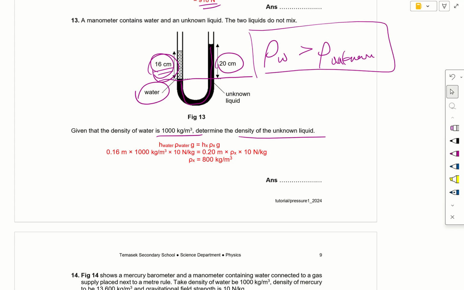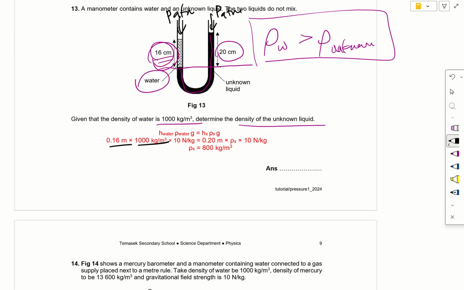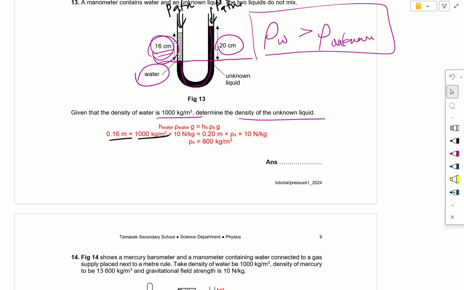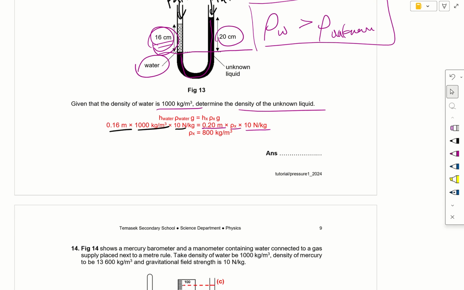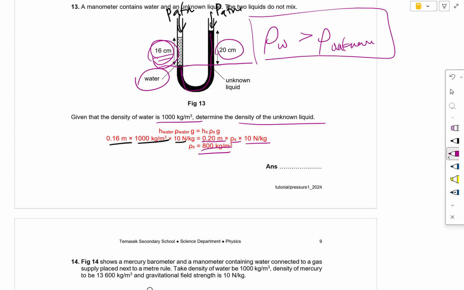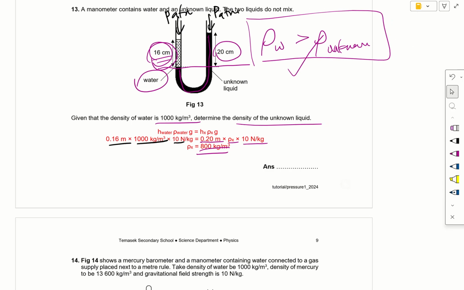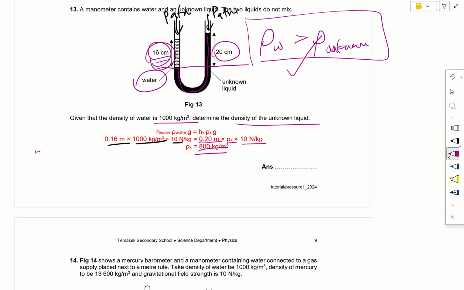So apply same liquid, same level, same pressure. Because both sides we have P atm, I don't need to add it in for both. So I can just do the water part, 0.16. Again, change it to SI unit. The density is already in SI unit, kg per meter cube. Our g is 10. Then over here, 20 cm, again change it to SI unit, the unknown liquid's density multiplied by 10. So you get 800, and 800 is less than 1000. So our first check from the diagram is correct.